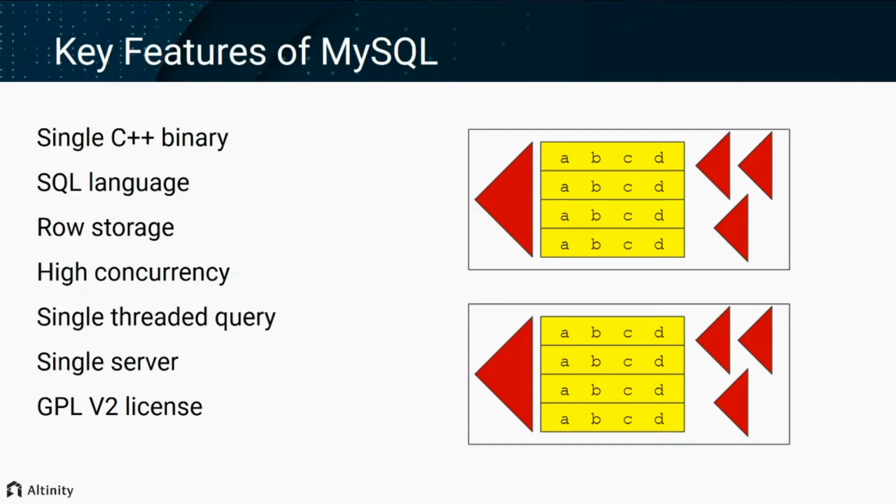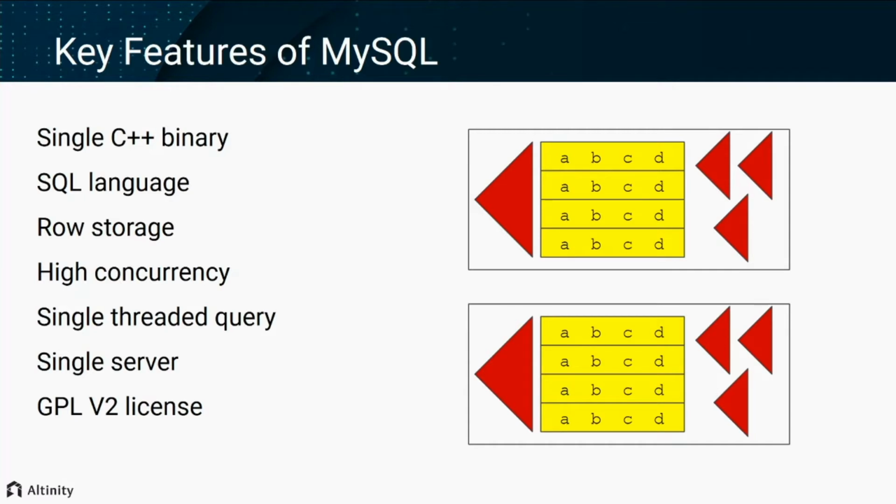MySQL is very good at supporting high concurrency. In other words, you can have thousands of clients simultaneously logging into MySQL and doing quick transactions and moving through. One of the ways that it does this is that the queries are 99% single-threaded, which means that when you connect to the SQL server and do something, there's a single thread doing it for you. There's no real effort to parallelize within the connection.